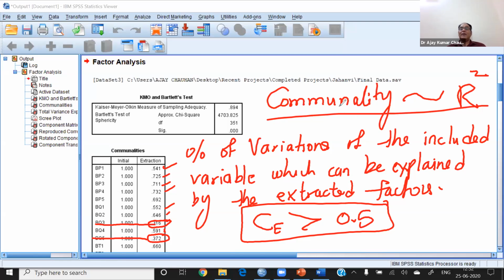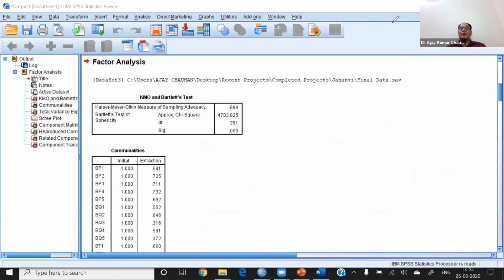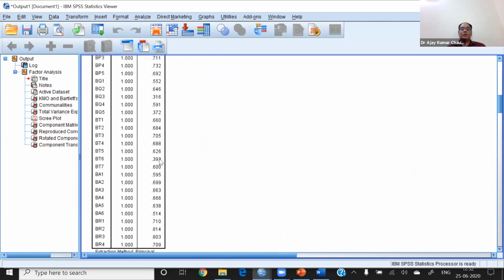What is communality? Communality is simply the R square, which means the percentage of variations of the included variables which can be explained by the extracted factors. The minimum expected communality of the items is more than 0.5. So this is the case of communality. Let's move further. Here some of the communalities are poor, like 393 is not good.